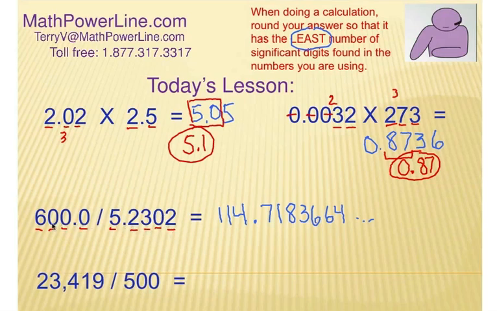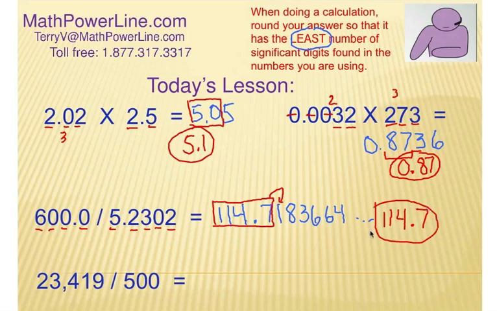So we take the least number, which is 4, and we're going to go ahead and look at 114.7, and then, of course, decide with the 1. Well, that's not large enough to round up. So our official answer using significant digits is 114.7. 4 significant digits in that answer. The final answer, when we divide these two numbers here, we're going to get 46.838.